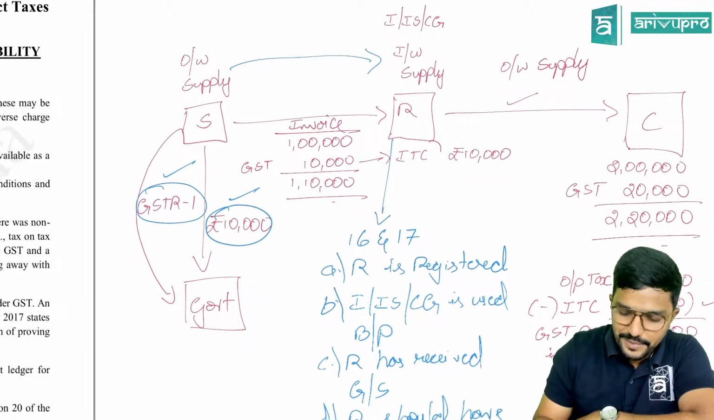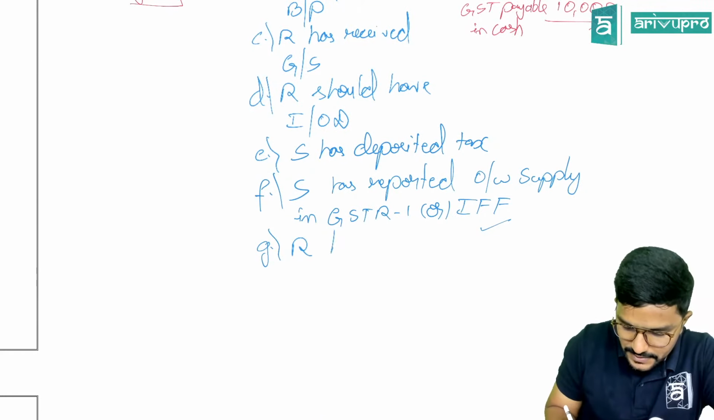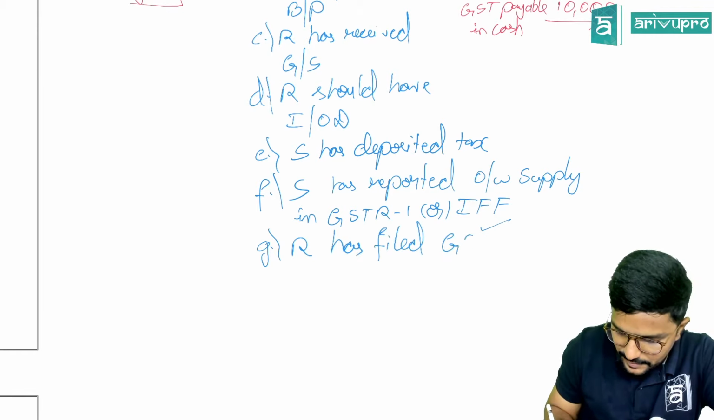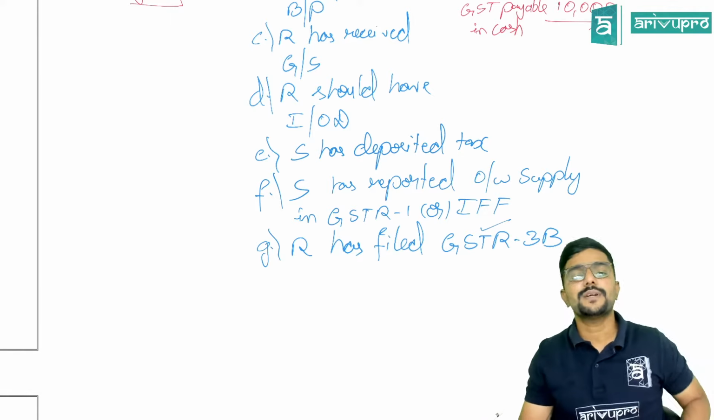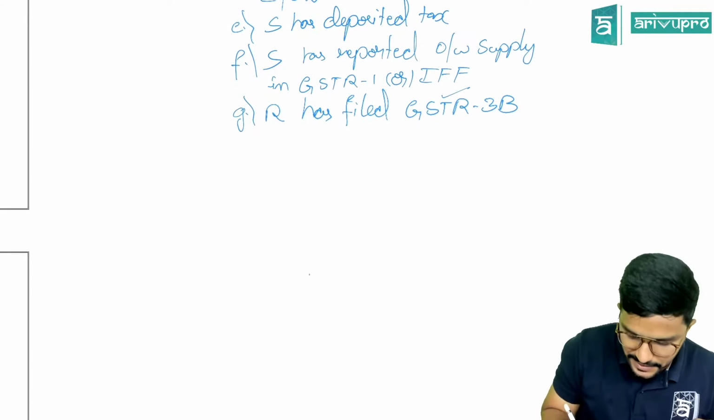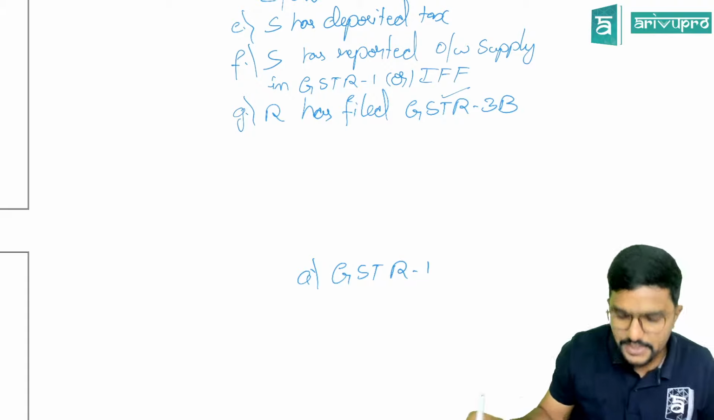Next, the recipient should have filed GSTR 3B. Recipient has filed GSTR 3B. Sir, what is this? See, every person who is registered under the normal scheme is supposed to file 3 returns, guys. GSTR 1. GSTR 1 is for what?